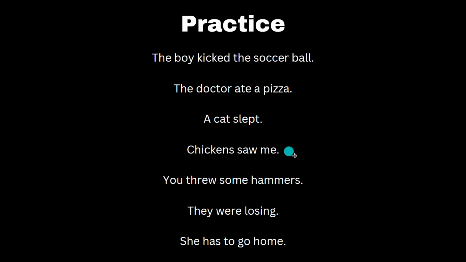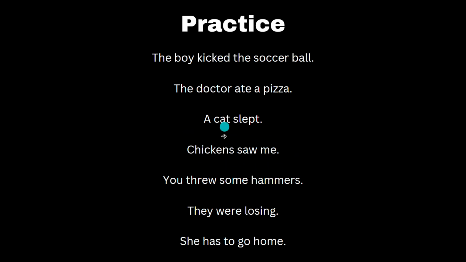It's not like a cat slept a pizza, it just slept. So that would be a verb that doesn't require another noun. Chickens saw me. So the word chickens would be a noun. So nouns can actually be singular or plural. Singular would be one person, for example, the boy or chicken, and plural is more than one, multiple. So the boys or chickens, for example, but chickens is a noun.